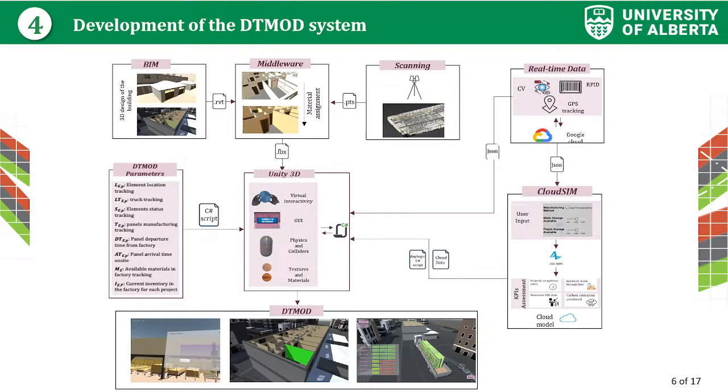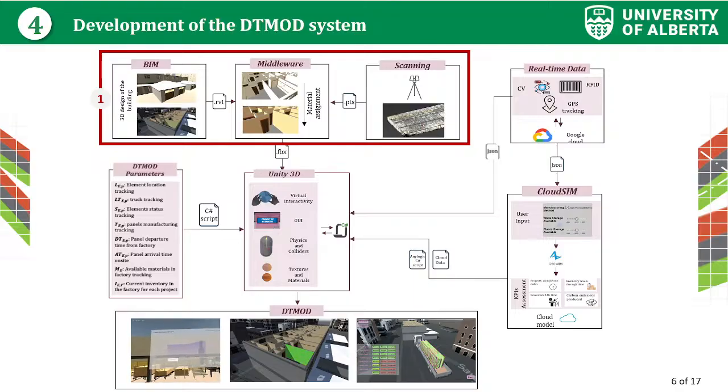The development of the DT mode system included 6 main components. The first component was the virtual environment, and this is based on the type of the environment. If it's an existing environment like a facility, we use laser scanning. If it's an environment that will exist in the future, we use the 3ds Max tool or Autodesk Revit.